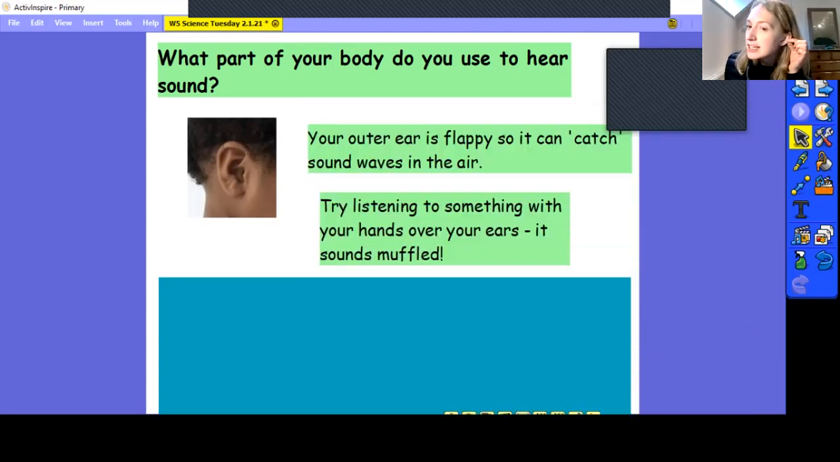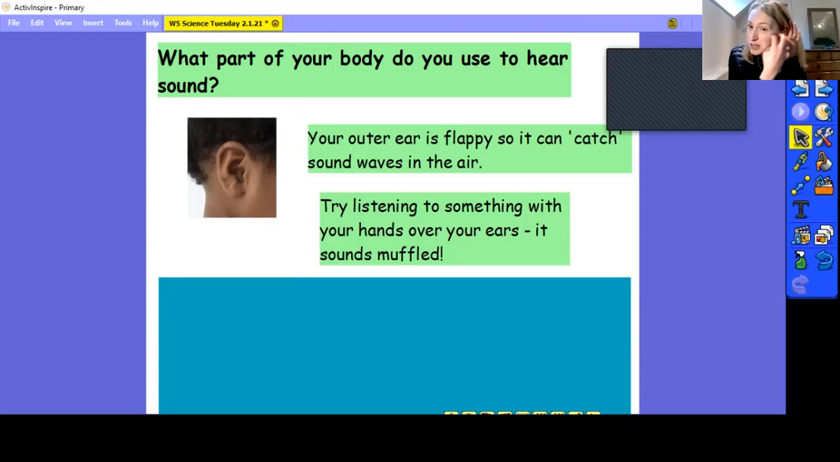And your outer ear, this bit here, is all flappy, so it can catch those sound waves in the air. And you'll often see, if you know someone who's a little bit deaf, maybe a grandparent or something, people who are a bit deaf using their hand to try and hear you a bit better. And that's because if you make that space catching the sound waves bigger, you catch more of them and you'll be able to hear the sound better. If you try putting your hand behind your ear when you're talking to someone in your family today, you'll find that you hear the sound louder.